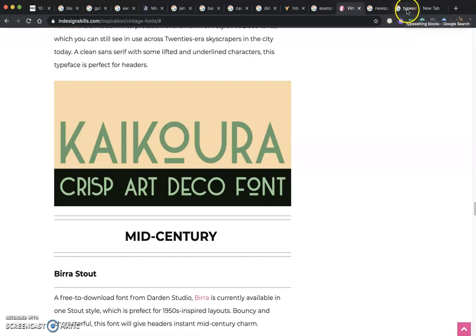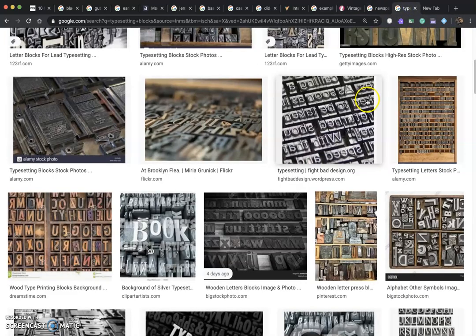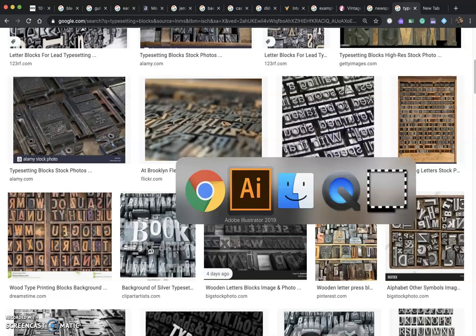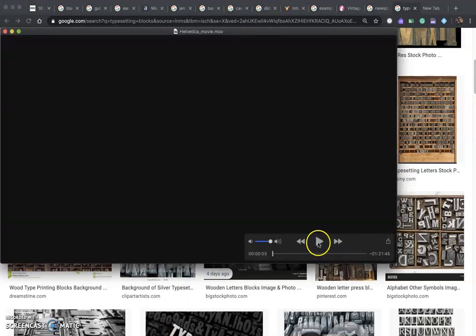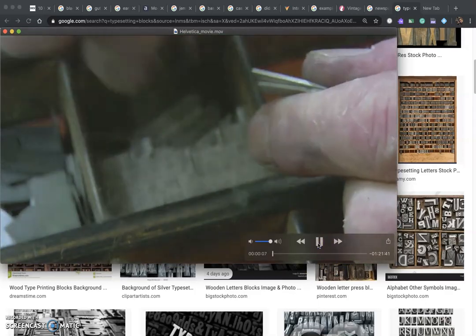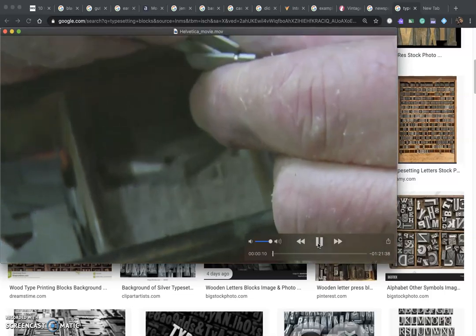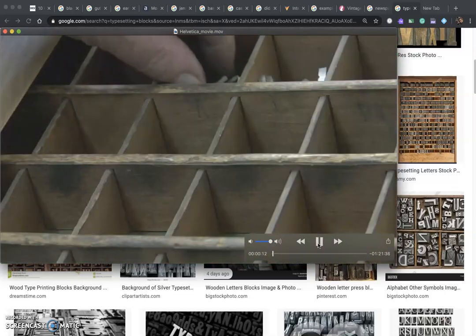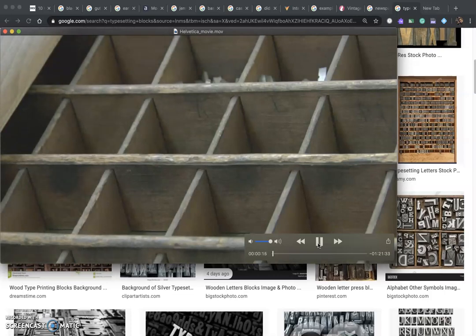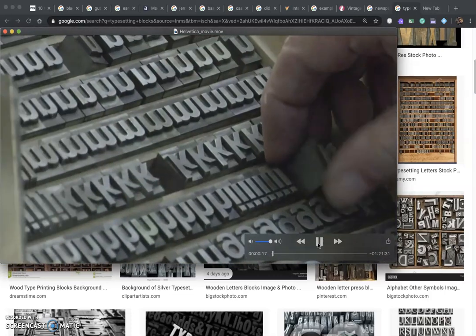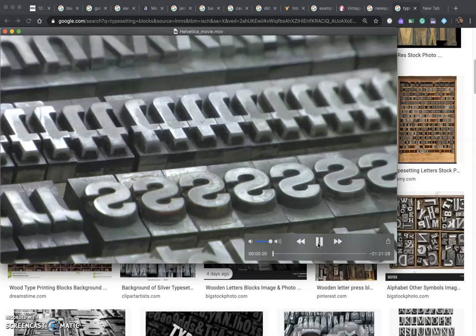That's about it for this element. I do want to mention that typesetting was originally done with blocks, letter blocks like this. And I do want to show you quickly a little bit of a film that I think is interesting. And I'll just start it up. So here we'll see a guy, he is a typesetter, and he basically takes these metal blocks or wooden blocks, and he would have a set of letters for every typeface that he has. And you can see there he's got all the letters for this particular typeface.